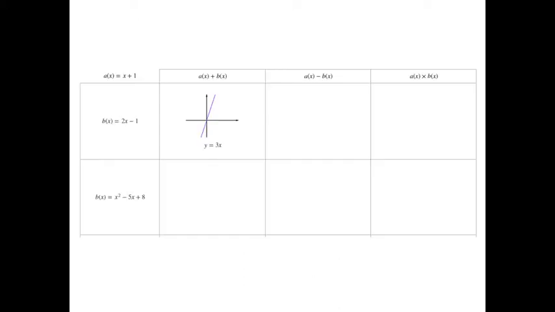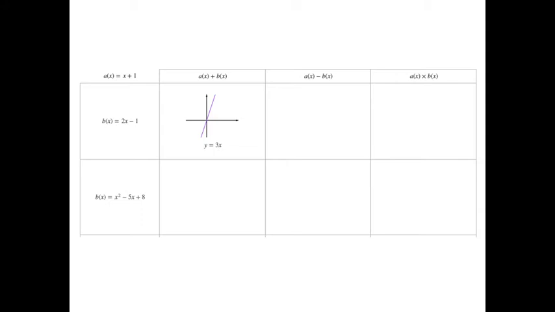So here's your starter. I'd like you to just have a look at that very first example. We've got a of x, which we're told is x plus 1. And then in the first row of this table, we've got b of x, which we're told is 2x minus 1. And then if you look at the first column, that first column is ax plus bx. So two functions added together. Now, can you figure out why we, as a result, get the graph of y equals 3x when we plot ax plus bx? Hopefully you can.